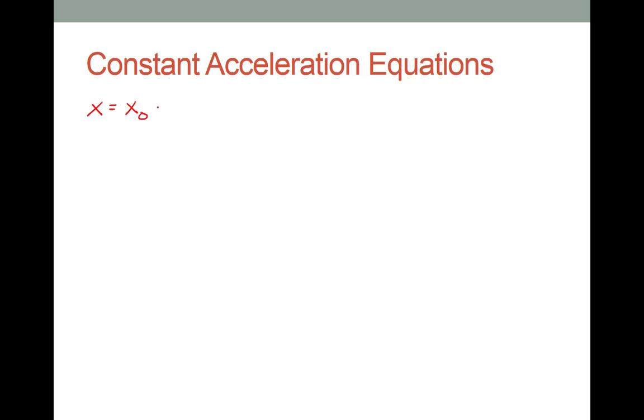relates the position to the position at time t equals 0, to the velocity at time t equals 0 times t. And then there's an acceleration term as well. So really quick, I'm going to make a list of what all these variables are.